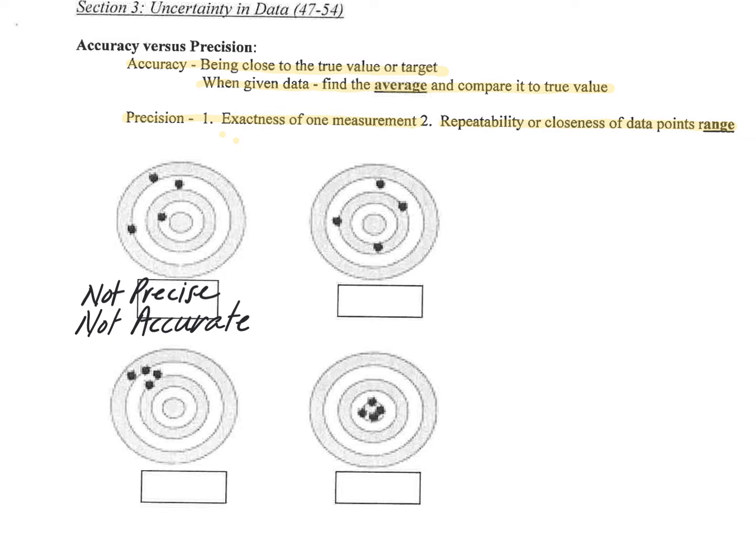Okay, what about the top right side? All right, this might sound a little bit weird, but they're not precise because they are scattered. That's probably not surprising. But I would say that this is accurate because, if you were to average out these different shots, you would get something that's pretty close to the true value, or the middle of the target. Okay.